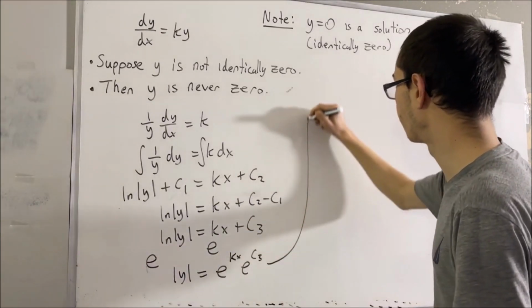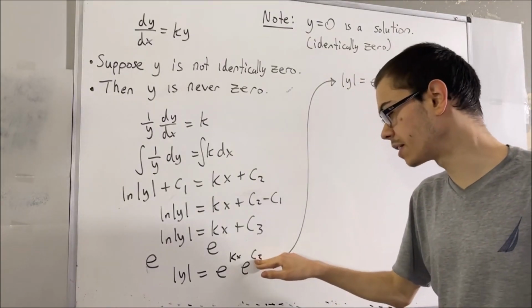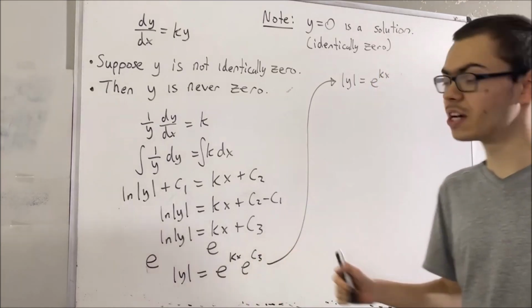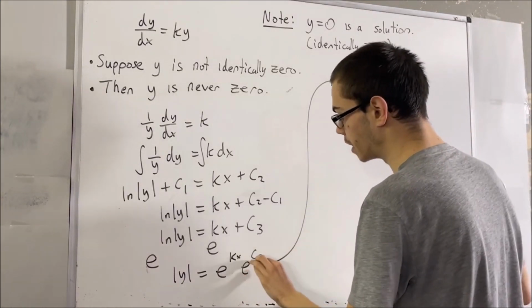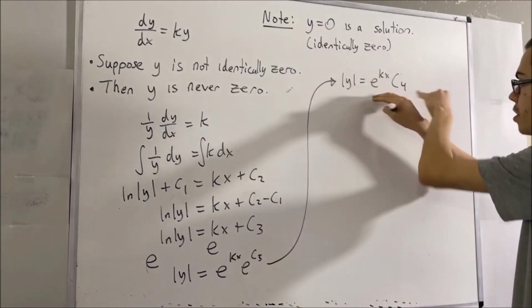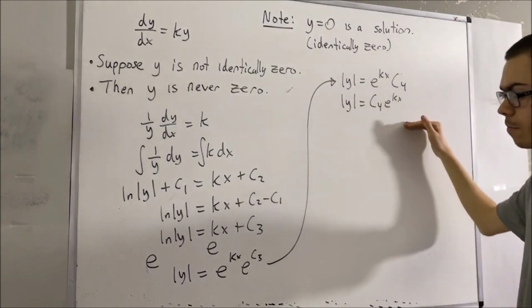Now notice we have e to the power of a constant, but really, e to the power of a constant is also a constant. So I'm going to rename e to the power of c3 to a new constant, c4. And I'll just flip these around so it looks nicer. Really, this is what we have now.